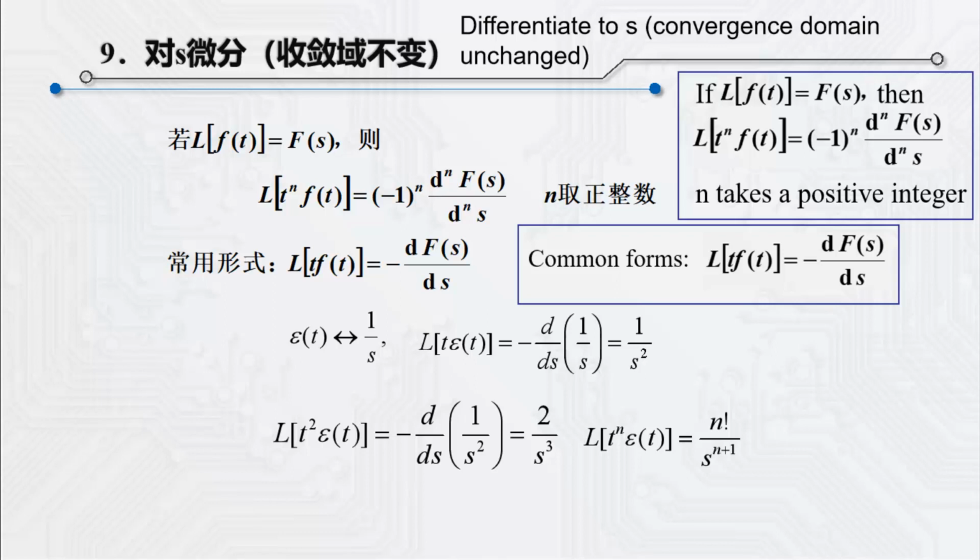That's the differential property. In the same way, we can get that the Laplace transformation of t to the power n epsilon t is n factorial over s to the power n plus 1.